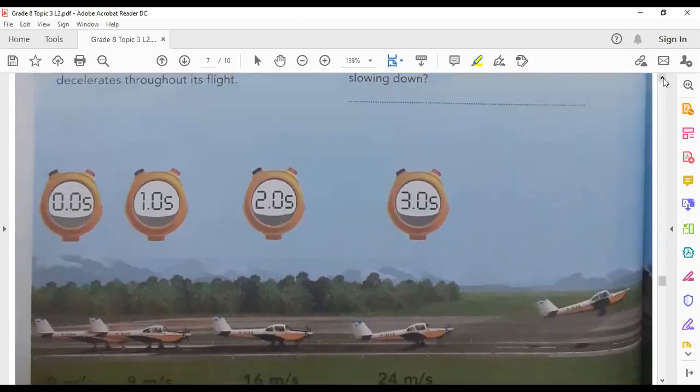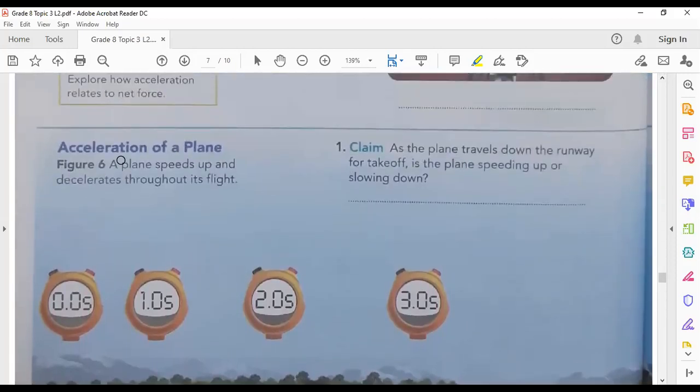The question is, look here: a plane speeds up and decelerates throughout its flight. As the plane travels down the runway for takeoff, is the plane speeding up or slowing down? Again, the question: it's slowing down or speeding up? As the plane travels down the runway for takeoff, is the plane speeding up or slowing down?